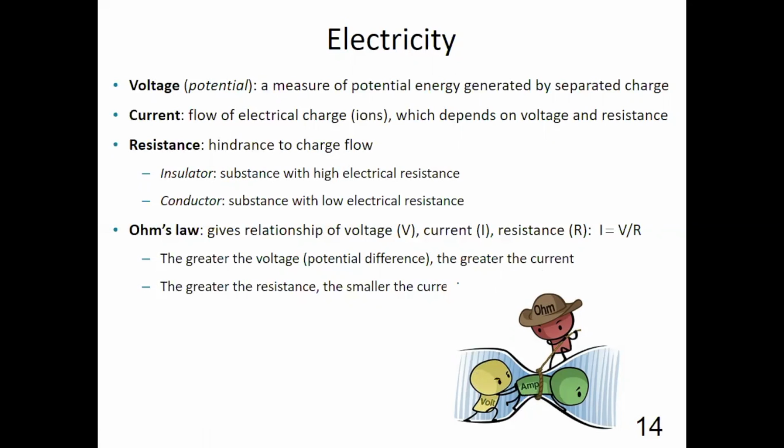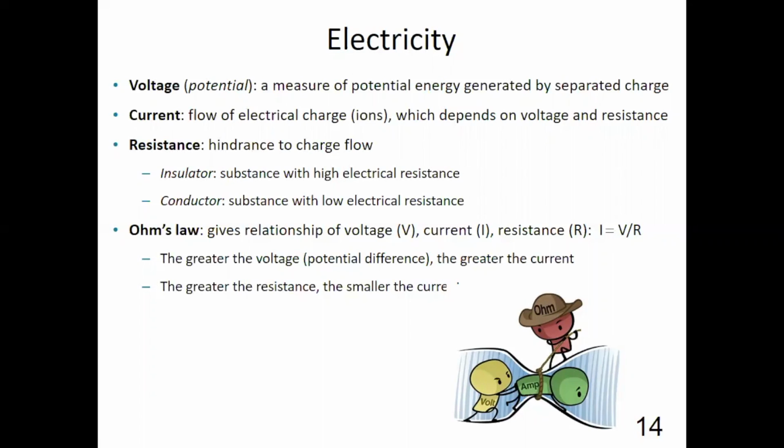Current is the flow of electrical charge, so the movement of ions. And that is being represented by this green guy here, labeled amp. Resistance is this red guy here with the ohm hat. Resistance can hinder the flow of ions.